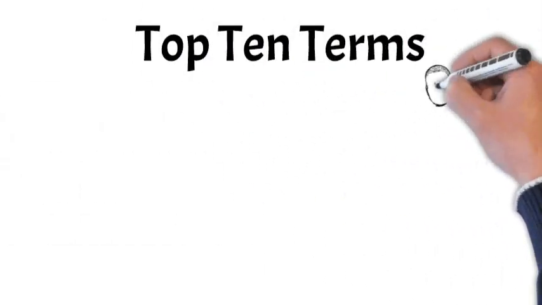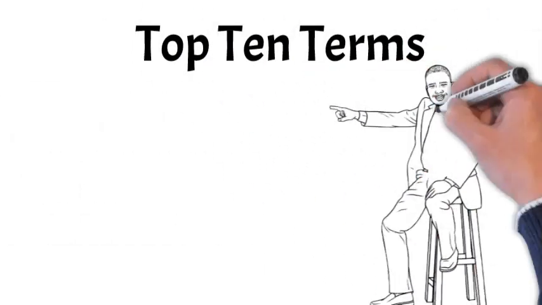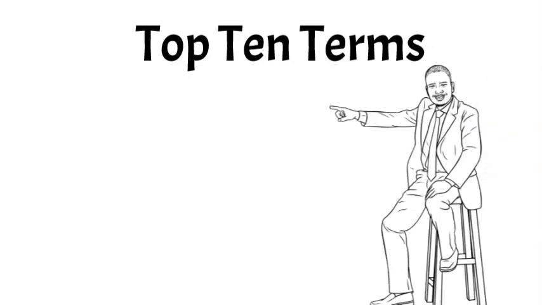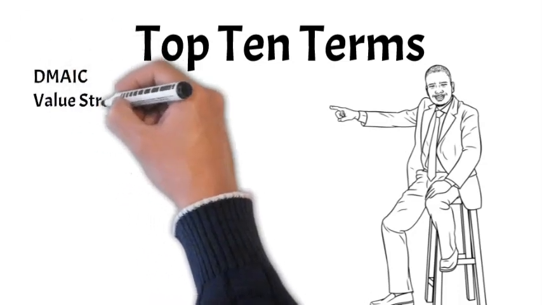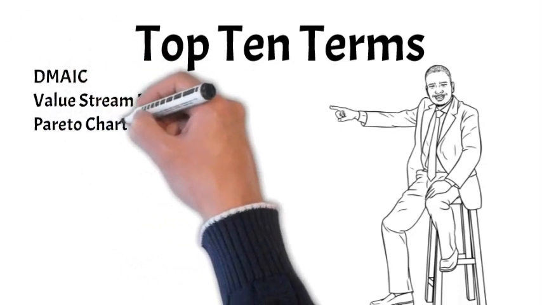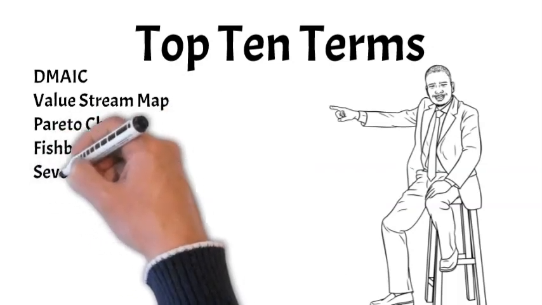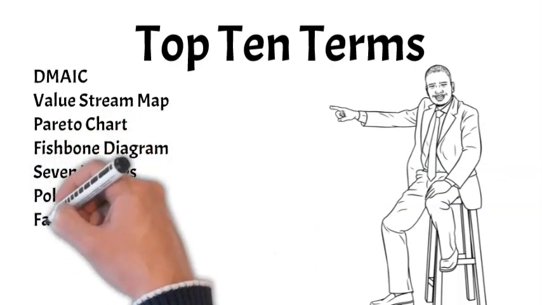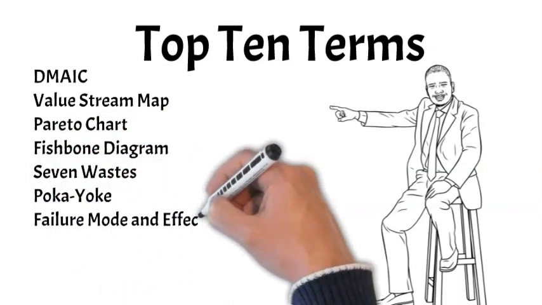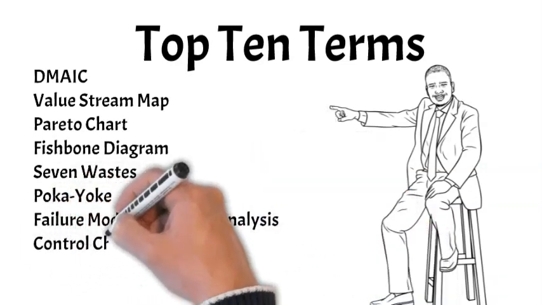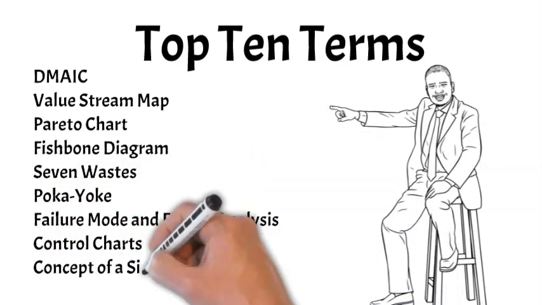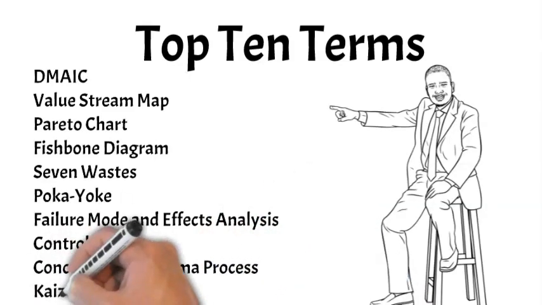Here are 10 terms and explanations that will give you an insight into Lean Six Sigma and help you engage in the challenges that address efficiency and quality. They include DMAIC, value stream map, Pareto chart, fishbone diagram, 7 wastes, Poka-yoke, failure mode and effects analysis, control charts, concept of a Six Sigma process, and Kaizen.